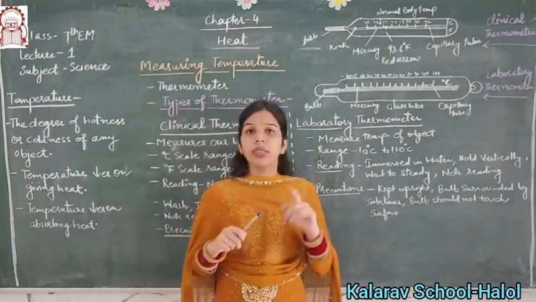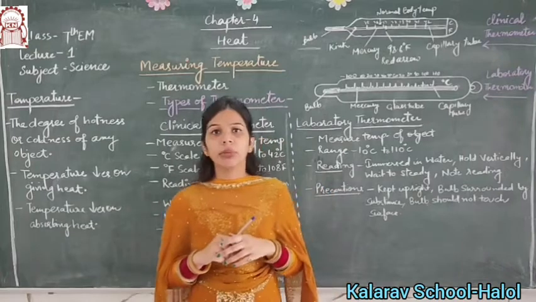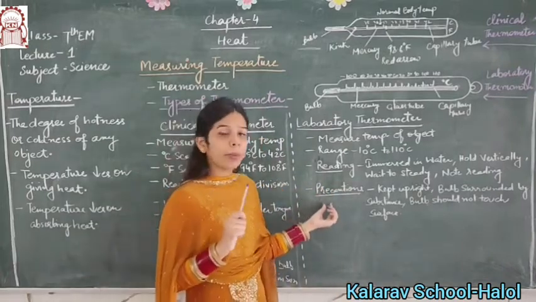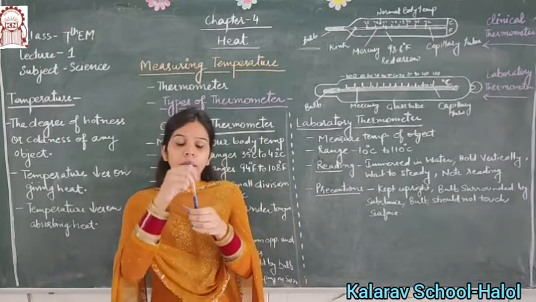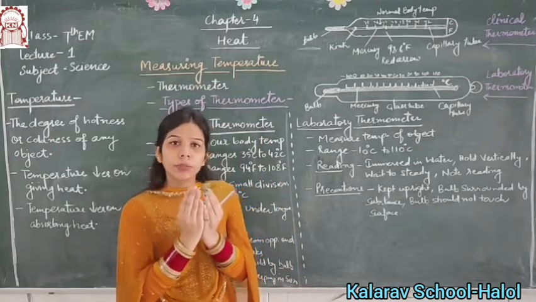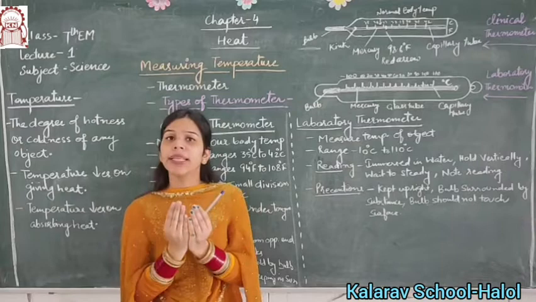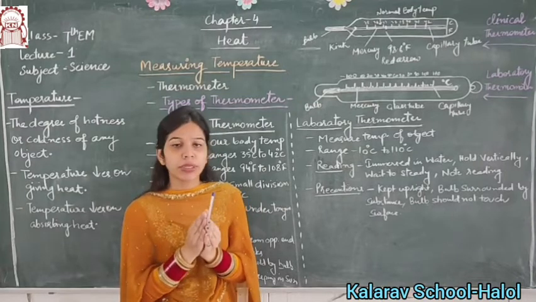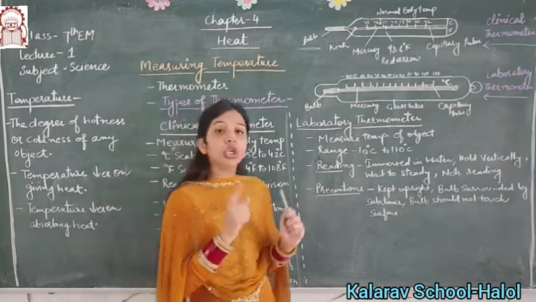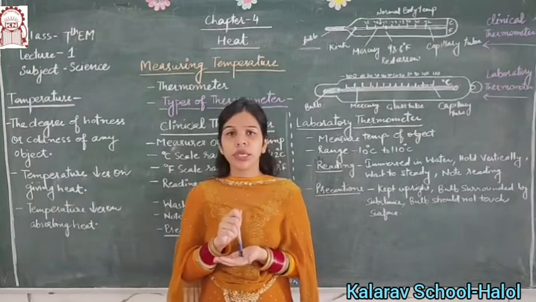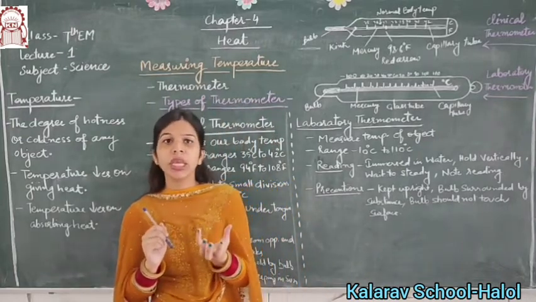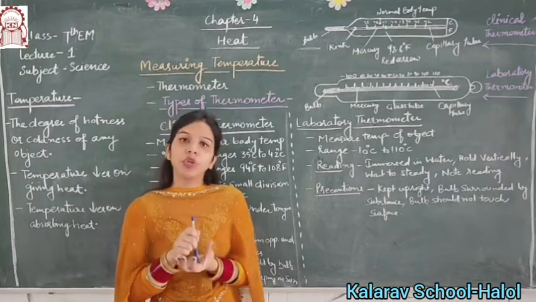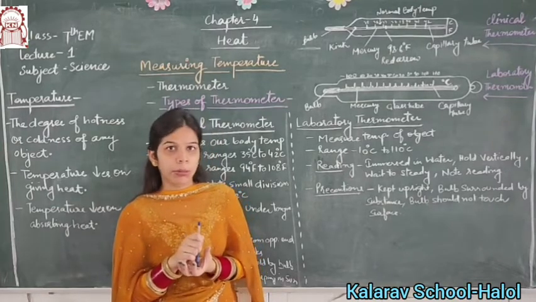While doing these measurements with the laboratory thermometer, you have to take some precautions. That is, it should be kept upright, and the bulb should be surrounded by the substance whose temperature must be measured. The bulb should not touch the surface of the object in which you have to place the thermometer.